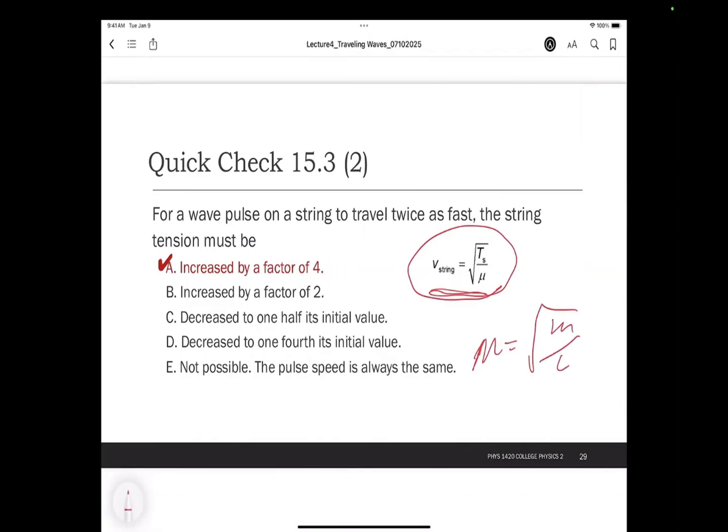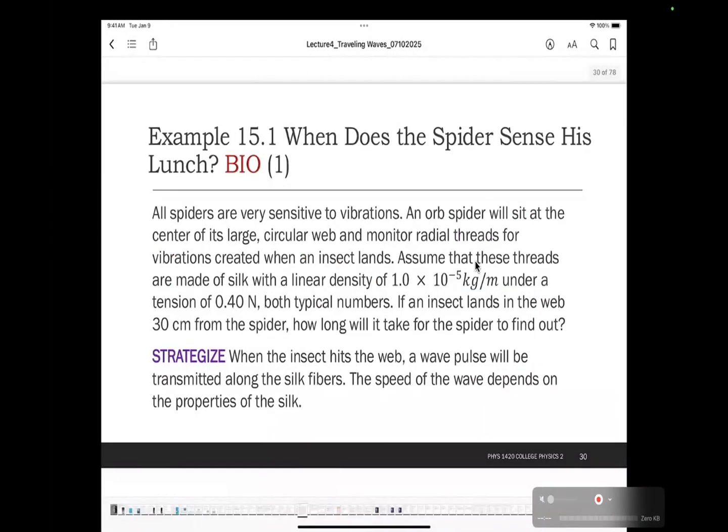Okay, let's continue. Let's talk about this example problem. It's a biology problem. When does a spider sense his lunch? All spiders are very sensitive to vibrations. An orb spider will sit at the center of each large circular web and monitor radial threads for vibrations created when an insect lands.